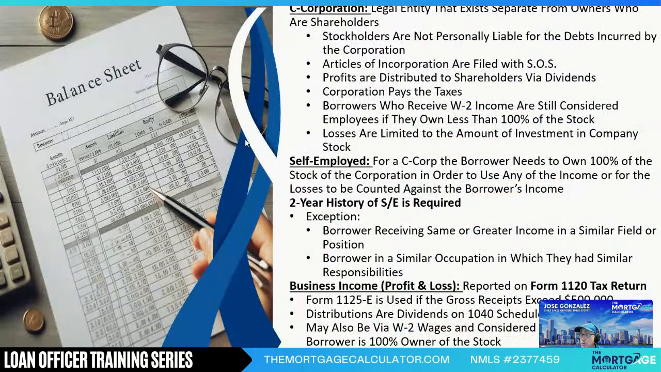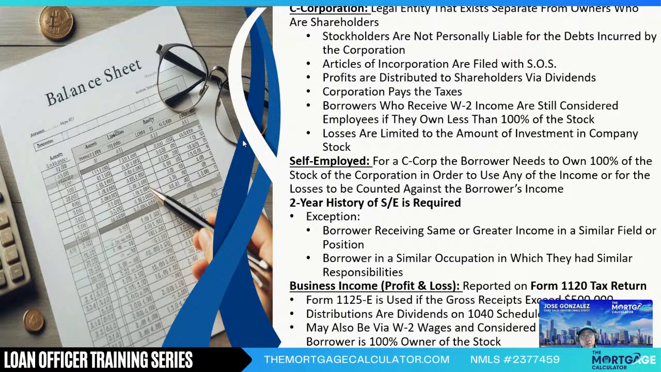So, what exactly is a C corporation, right? A C corporation is a legal entity that exists separate from owners who are shareholders, right? They own stock in the company. They do not actually own the company. Therefore, it should be noted that stockholders are not personally liable for the debts incurred by the corporation.